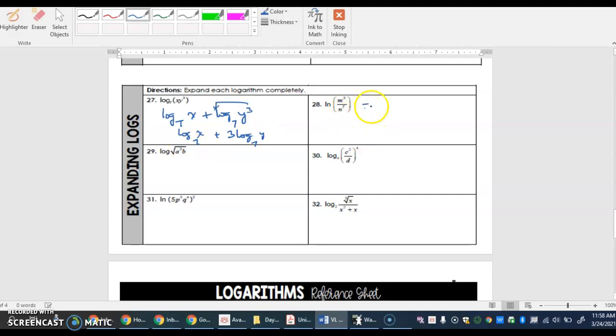So here it would be ln m cubed minus ln n to the 7.